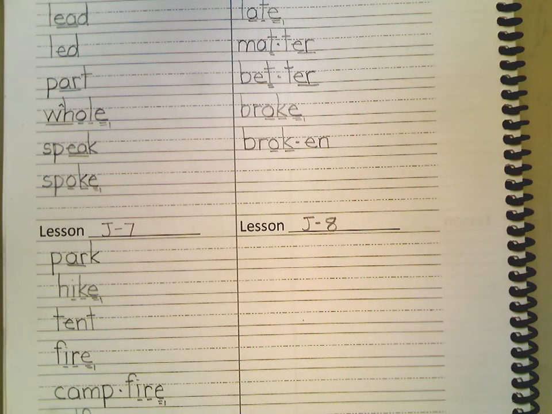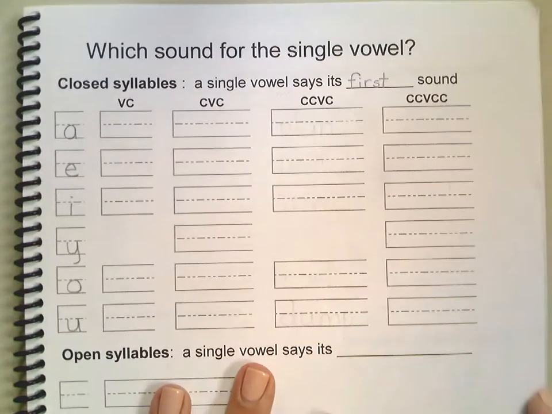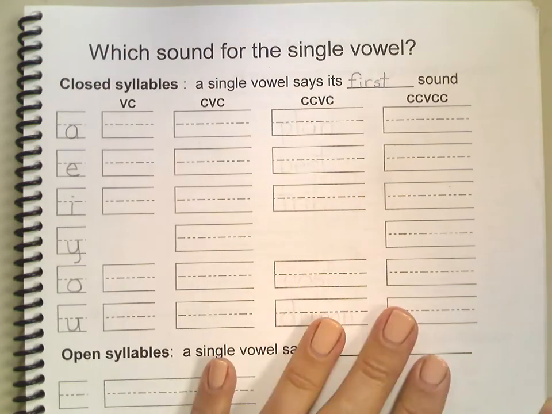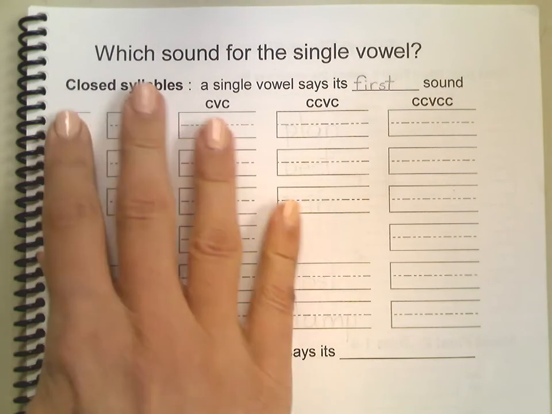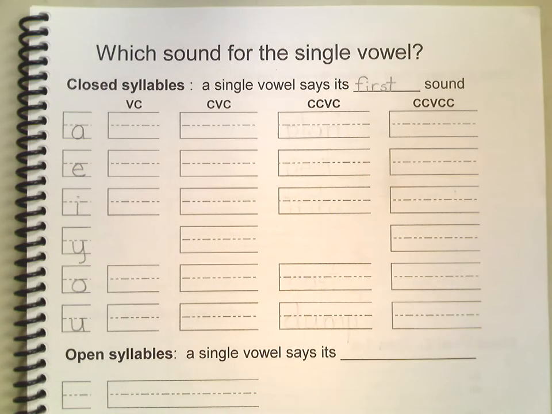Let's see. So actually, I guess we can go ahead and write a couple of our other words in the notebook. I'd forgotten about this. Let's start on page 9. I know some of us have something on the top of this page and some of us don't. Let's go ahead and read. So this page is about which of our sounds the single vowel is making. Remember, because all of our vowels have at least 2 sounds.